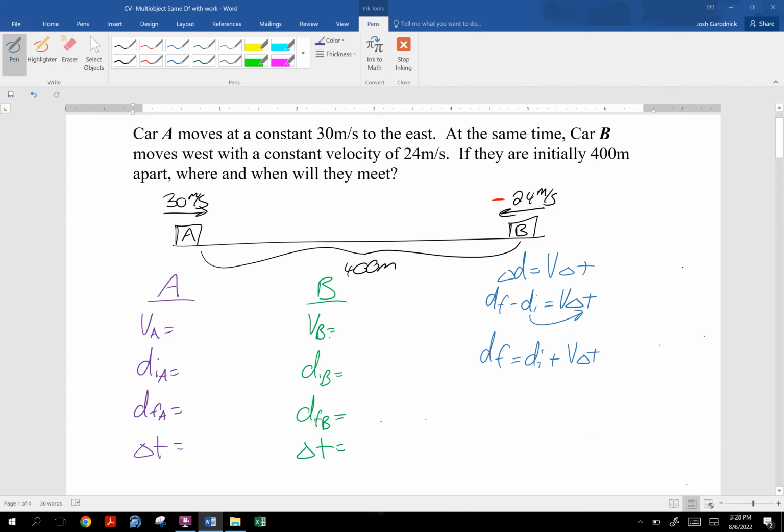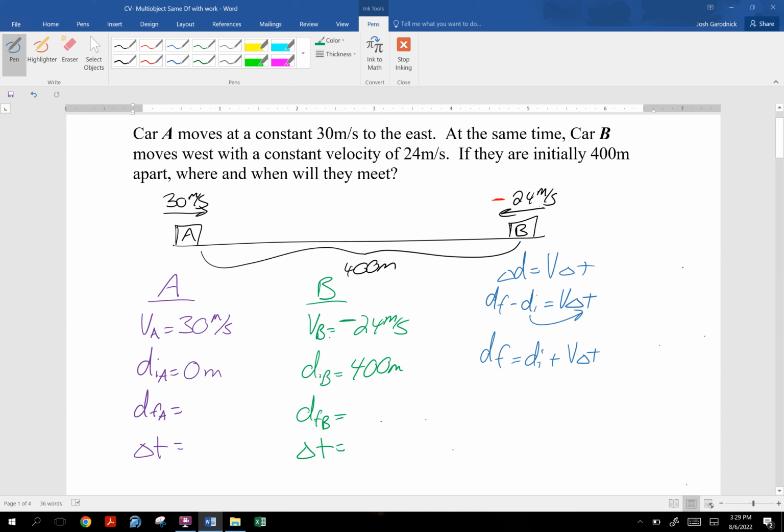For car A, I know that it's going 30 meters per second to the right. They are 400 meters apart. I'm going to call where object A starts 0, like on a number line. That's its initial position. Unfortunately, I do not know the final position of A or how long it's going to travel for, but that's okay. I'm just getting organized, trying to get my puzzle pieces down so I can figure out how to put them together. Car B is traveling west at 24 meters per second, so that's going to be negative because it's going west, negative 24 meters per second. And it's starting 400 meters away from where car A is. If car A is at 0, then the initial position of car B will be 400 meters.